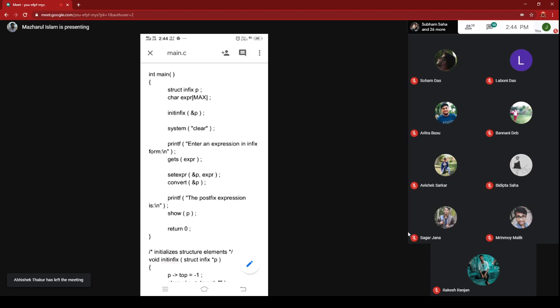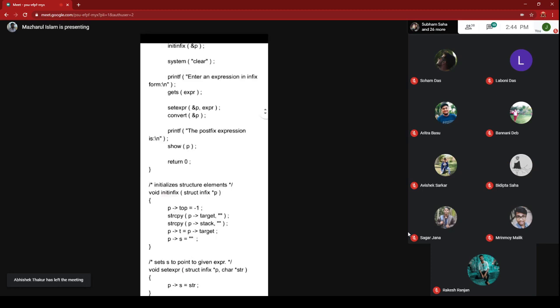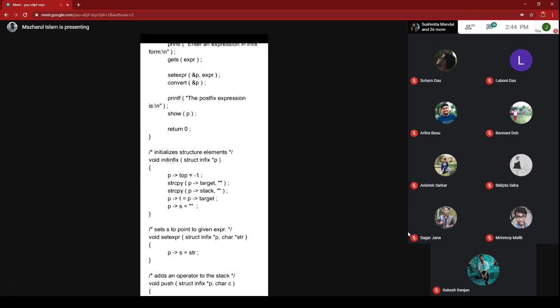The init infix function is nothing, a very simple thing. The parameter of init infix, a pointer variable to the stack variable p, was passed to init infix. So the top of the stack is set equal to -1. That means the initialization of the stack top, p arrow top, is -1.